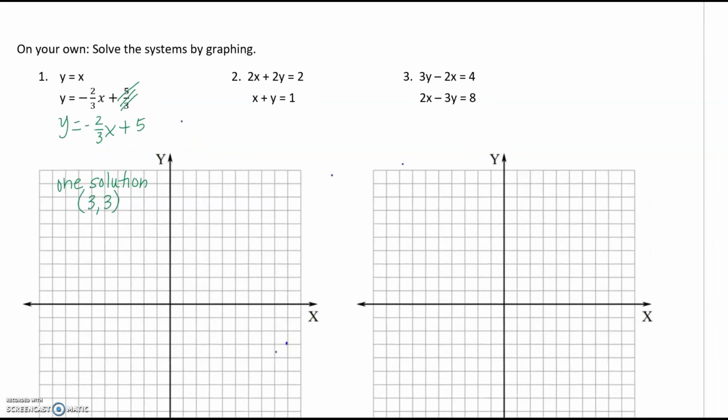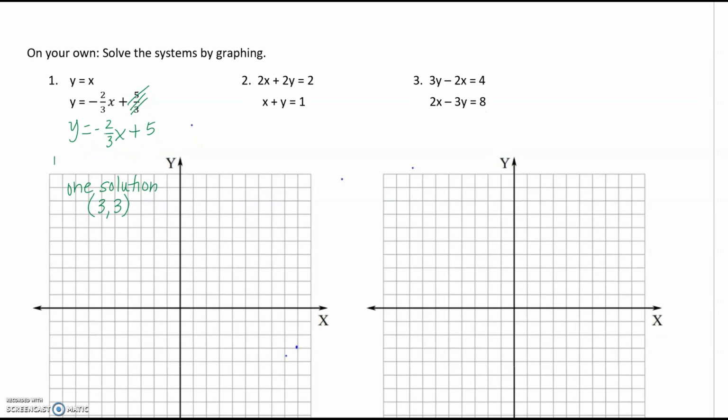So you're going to try these on your own. This was number 1. Number 2, when you graph number 2, you're going to have 2x plus 2y equals 2 and x plus y equals 1. You're going to end up with the same slope and intercept. So this is going to be infinite solutions. Infinite solutions for number 2.